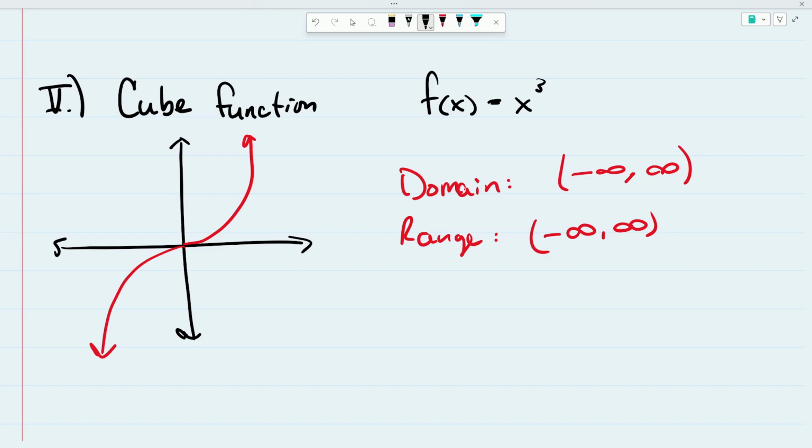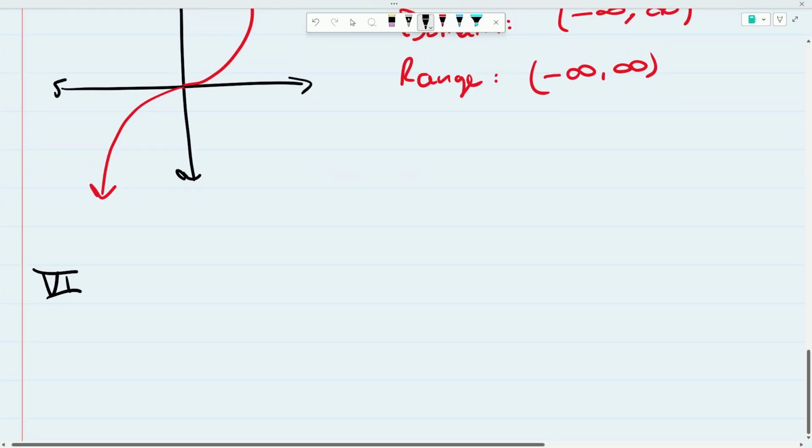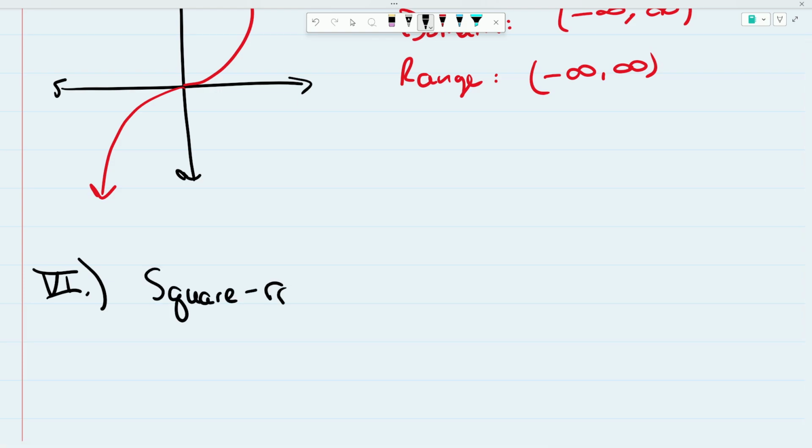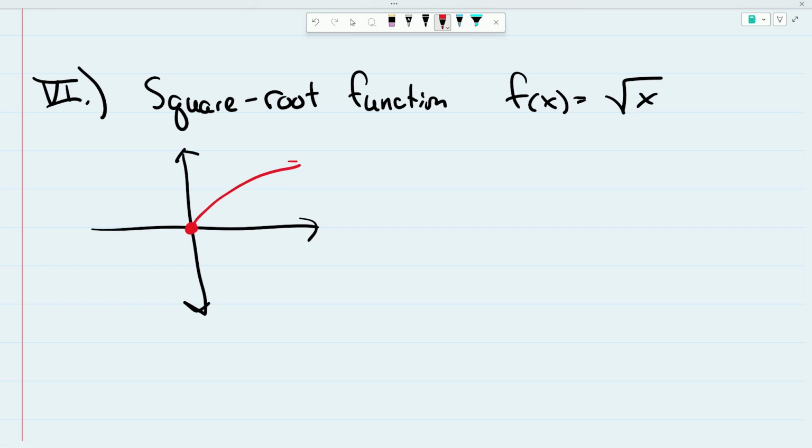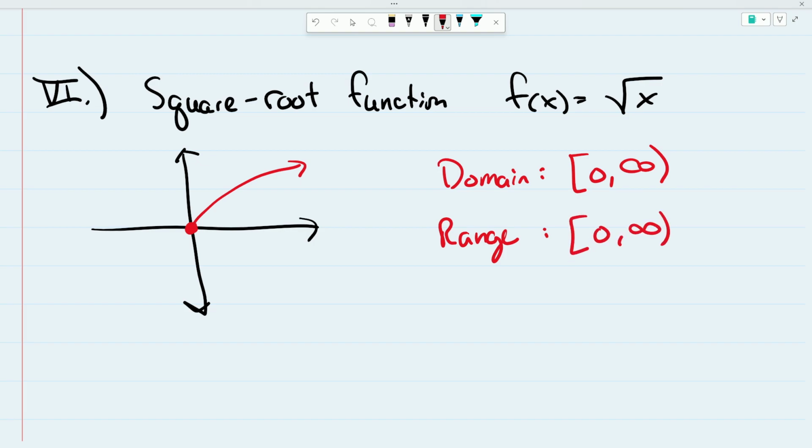The next one, I know there's a bunch. The next one, number 6, well, that is called the square root function. And that looks like this. F of x equals the square root of x. And we got to be careful with this one because our domain is going to be from 0 to infinity. And our range is also going to be 0 to infinity.